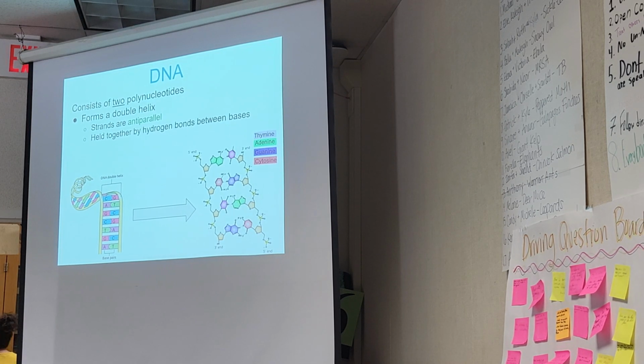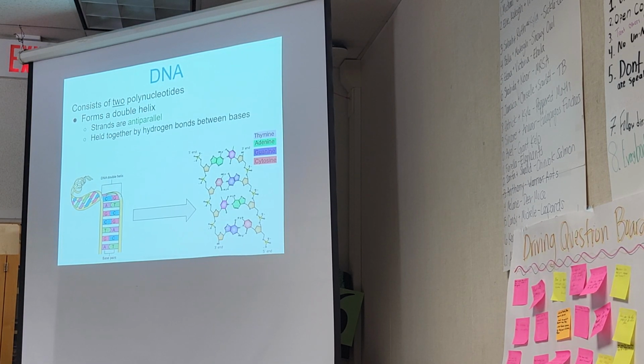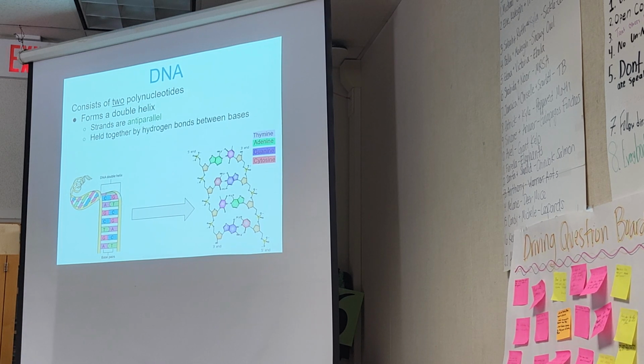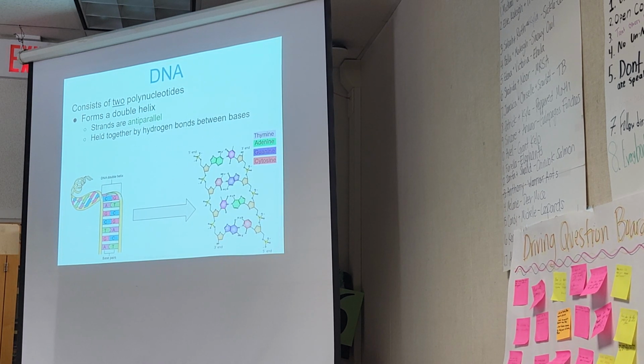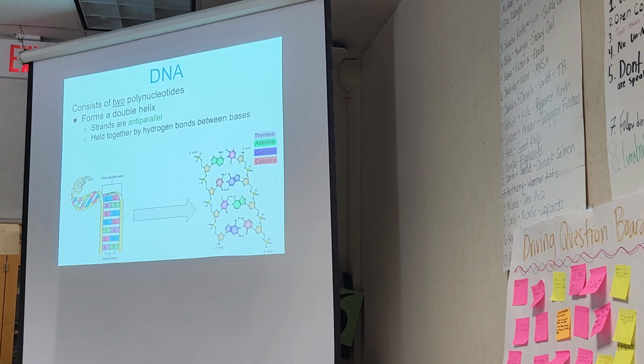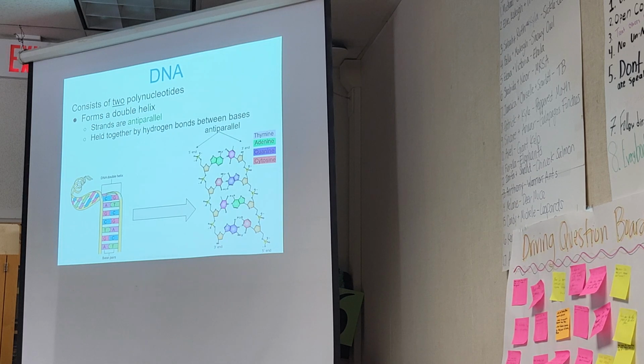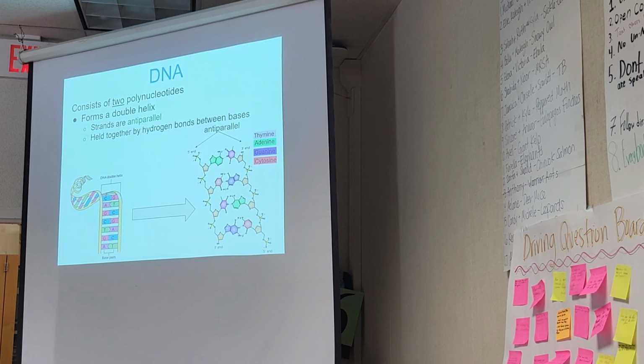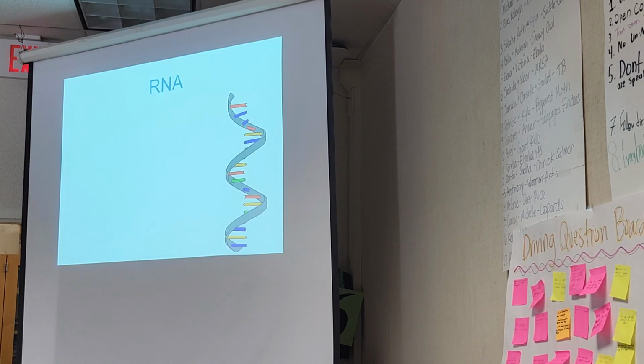All right. Held together by the hydrogen bonds between the bases. Right in here is the hydrogen bonding, right? Or right in here is the hydrogen bonding. Here we have the anti-parallel ends, 5 prime, 3 prime. C binds to G, A binds to T. That's it.